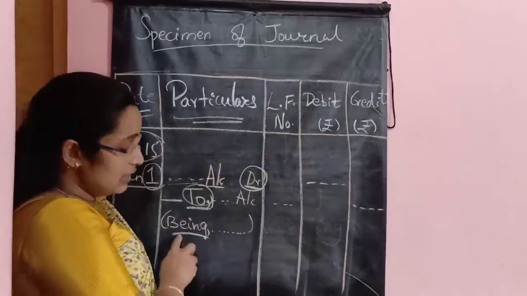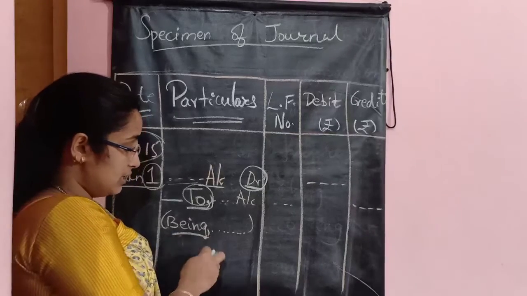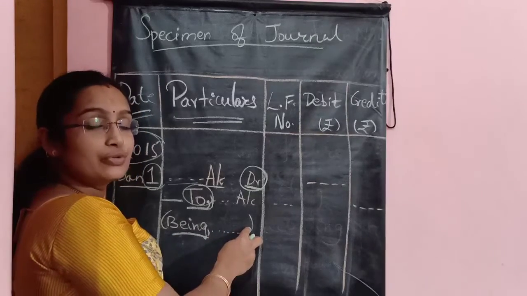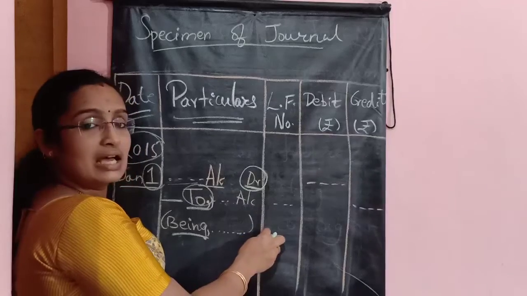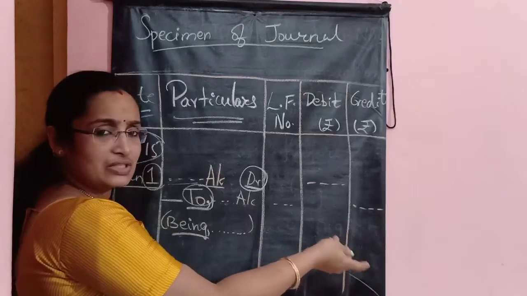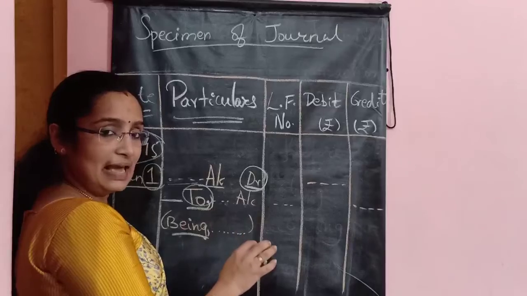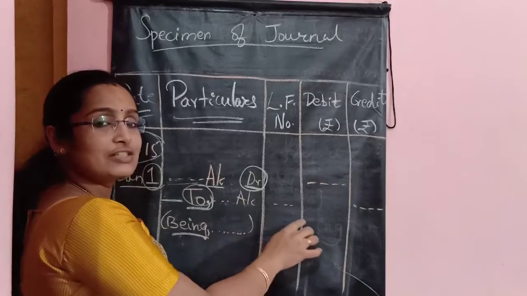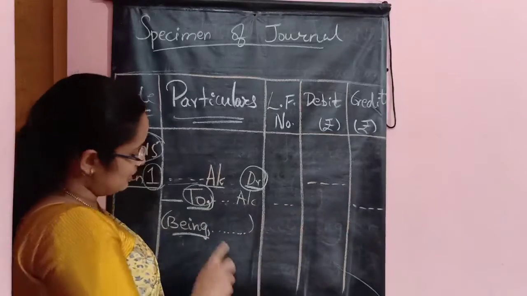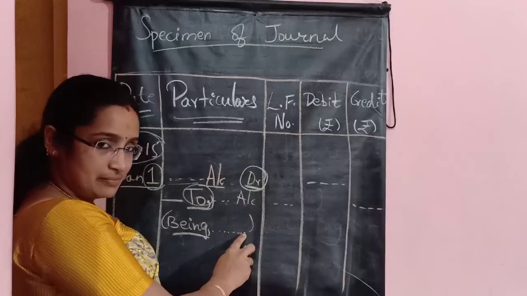After which, in the narration part, 'Being sale of goods worth rupees 2000 done for cash,' or 'cash received on sale of goods of rupees 2000' is written over here in the narration part.